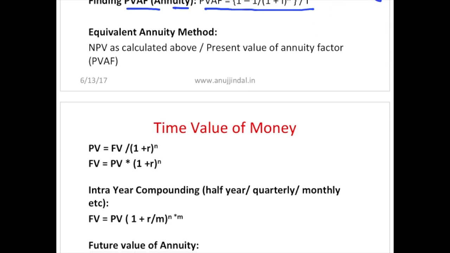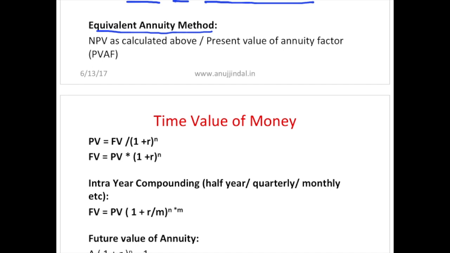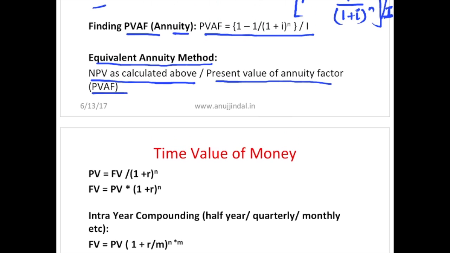Now there's another formula which is the equivalent annuity method. This is used when the time periods of two different projects are not the same. First of all, you find out the NPV of both the projects, but they cannot be compared because the time periods of these two projects are different. And then you divide the entire thing by PVAF. PVAF can be found out using the formula that I mentioned here.